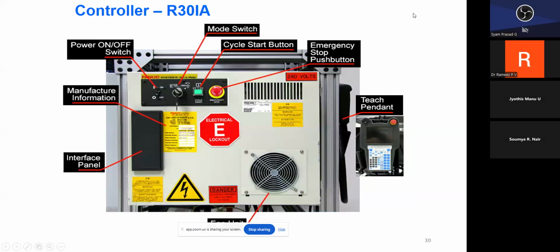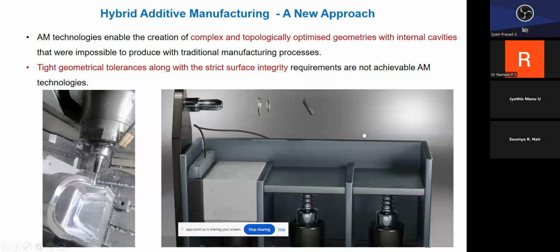And this is the controller photo of the Fanuc robot. You have a cycle stop button, mode switch selection for teaching and for auto, and an interface panel to feed the program to the controller. And this is your teach pendant that will help you to program your robot, right?